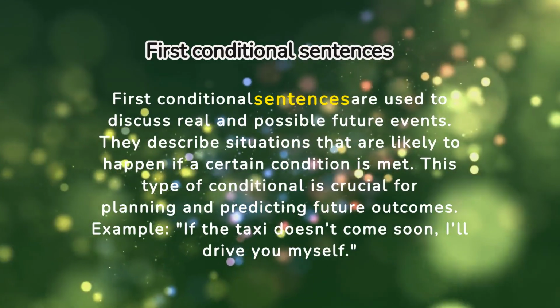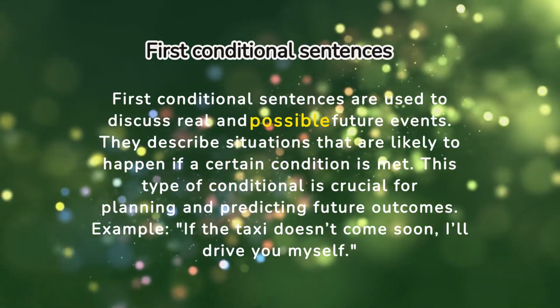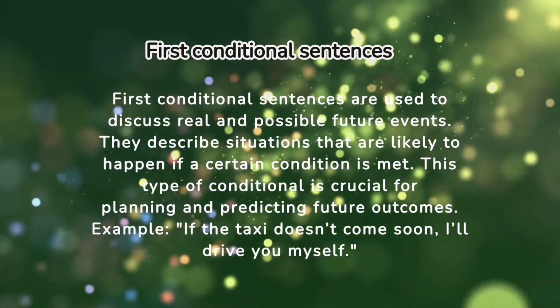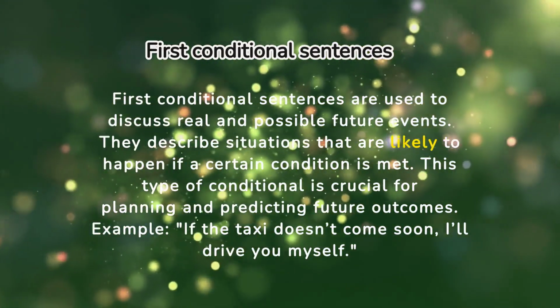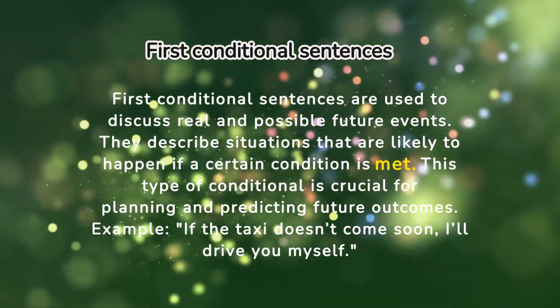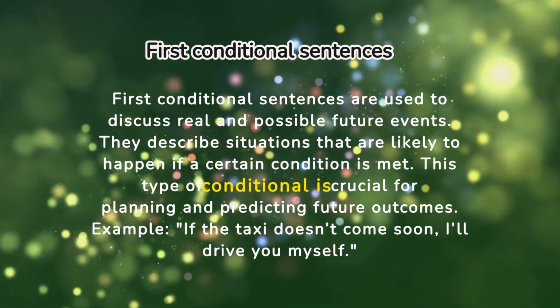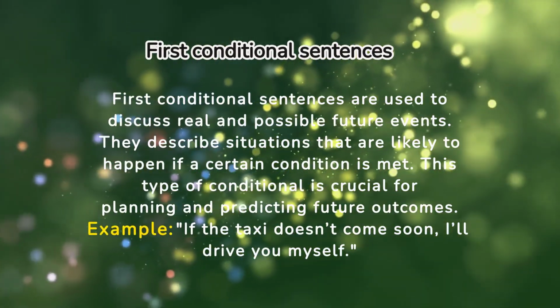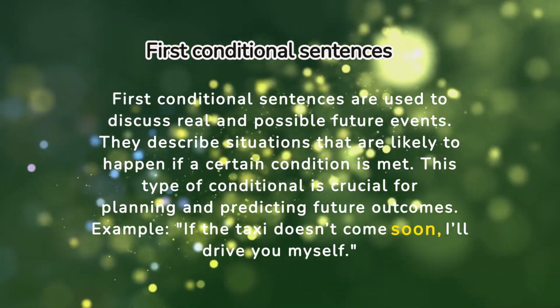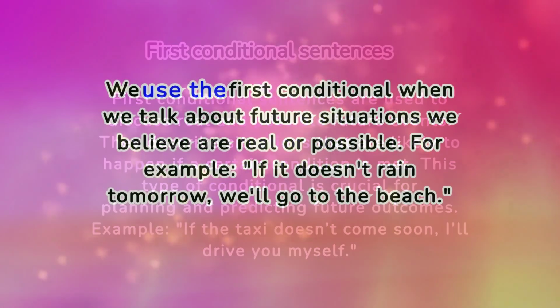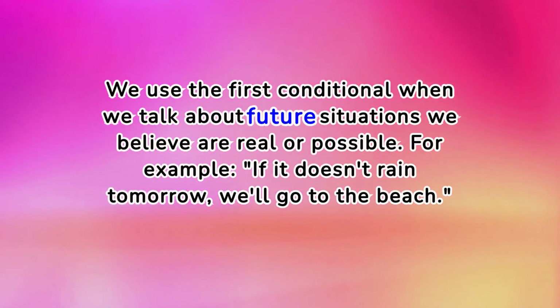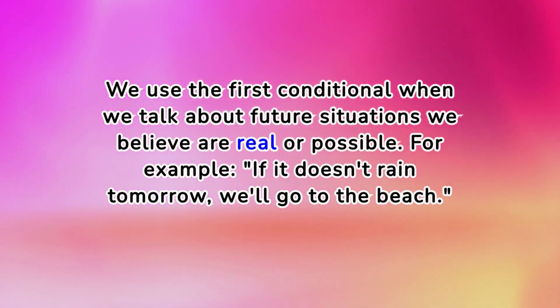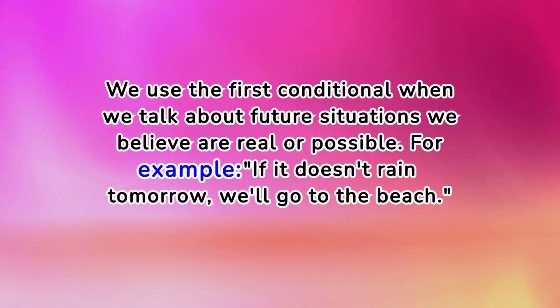First conditional sentences are used to discuss real and possible future events. They describe situations that are likely to happen if a certain condition is met. This type of conditional is crucial for planning and predicting future outcomes. Example: if the taxi doesn't come soon, I'll drive you myself. We use the first conditional when we talk about future situations we believe are real or possible. For example, if it doesn't rain tomorrow, we'll go to the beach.